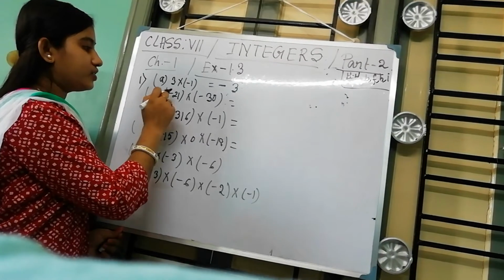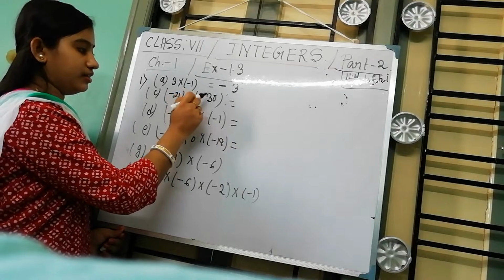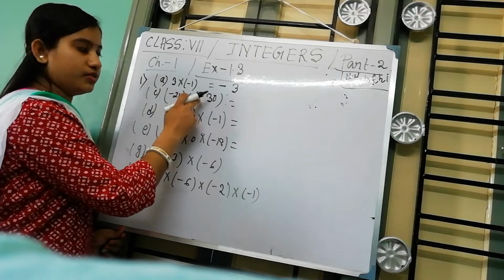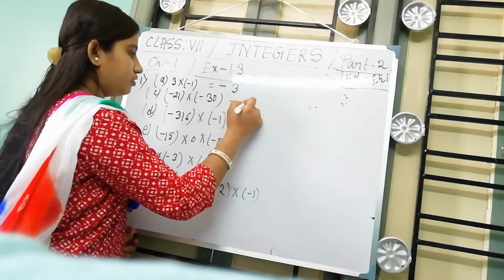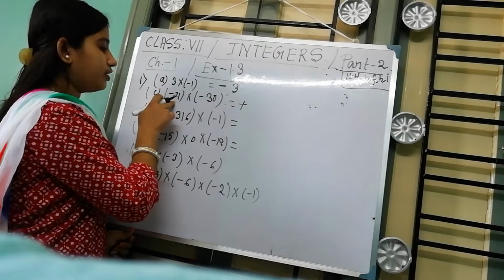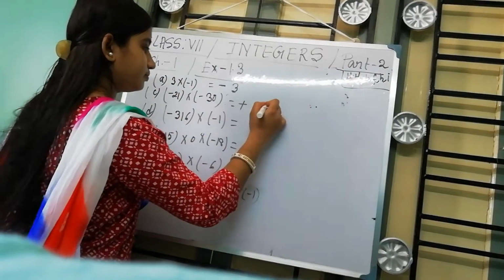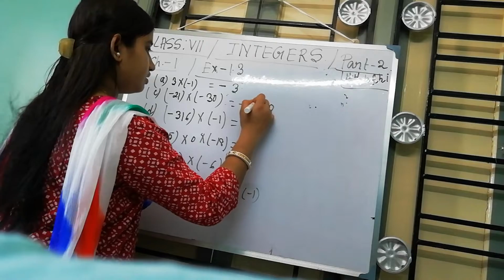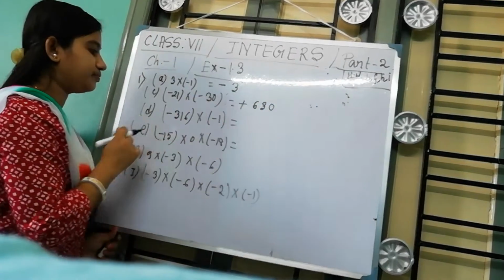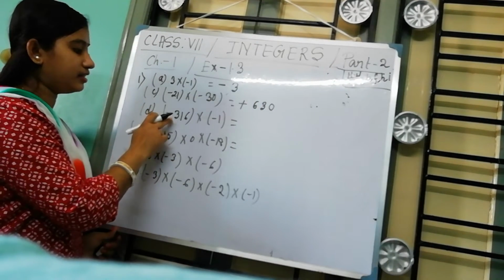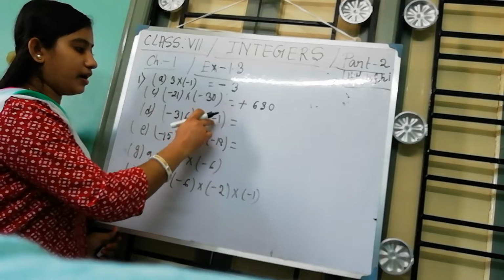Now here, minus 21 into minus 30. Here there are 2 minus signs, so minus minus is also plus. Now 21 into 30 is 630. Next, minus 316 into minus 1.